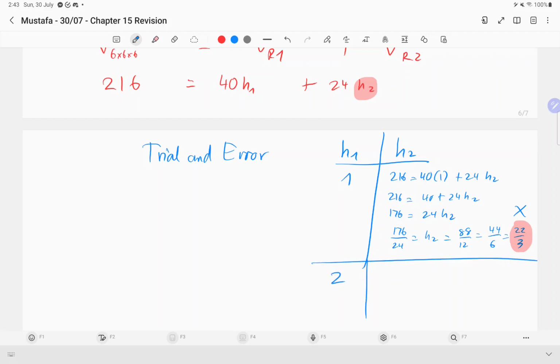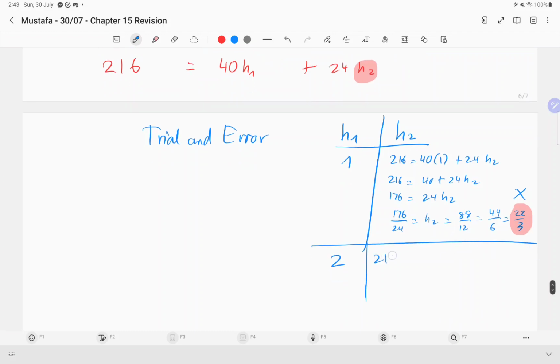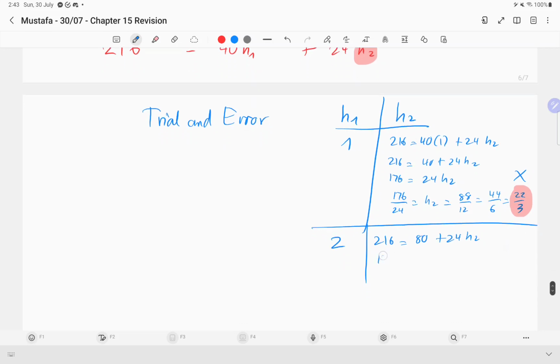H1 equals 2. Then for H2, 216 equals 80 plus 24 H2, right? Okay. So minus 80 would be 136 equals 24 H2. Can we get a nice number from here? What times 24 gets you 136?